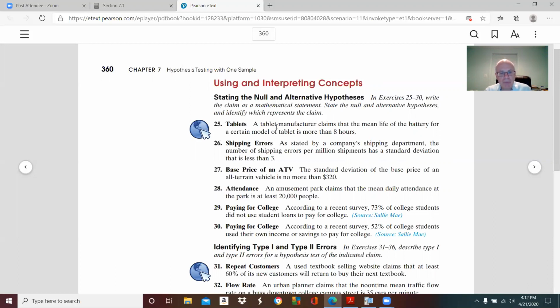Anyway. It says here, number 25, a tablet manufacturer claims that the mean life of the battery for a certain model tablet is more than 8 hours. Well, number one, 8 hours is a measurement, which means it's a mean, and more than is greater than, which means it's the alternative hypothesis.